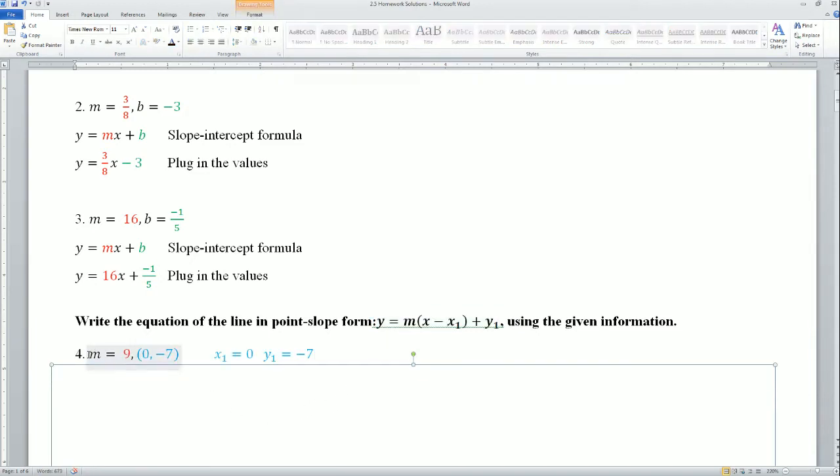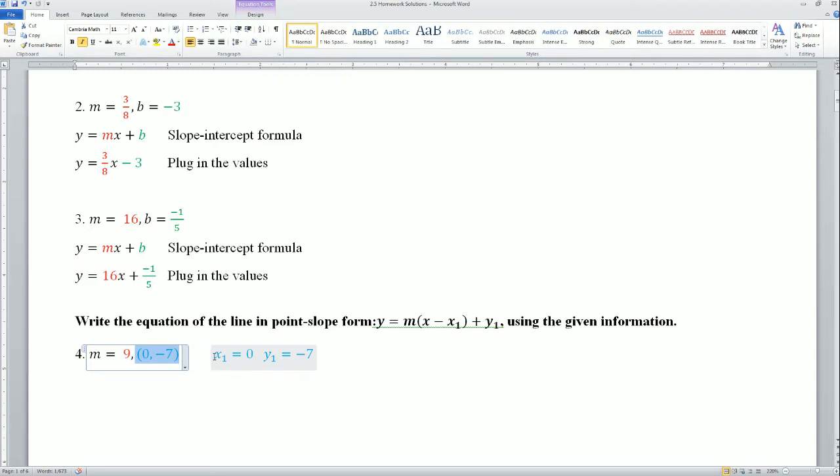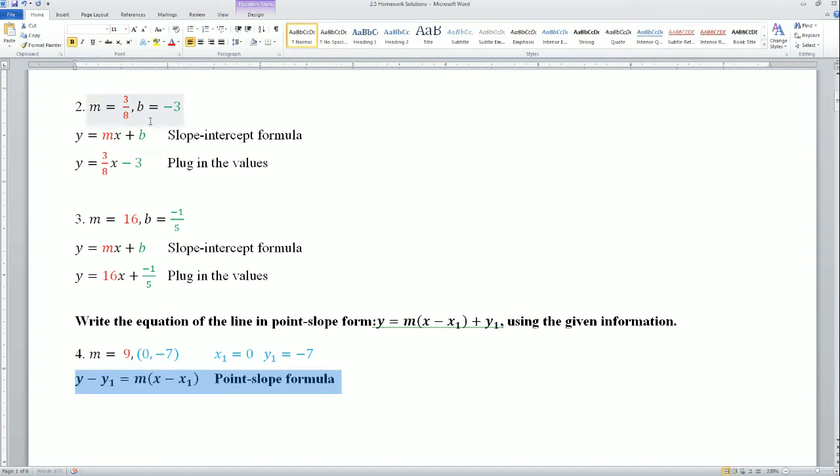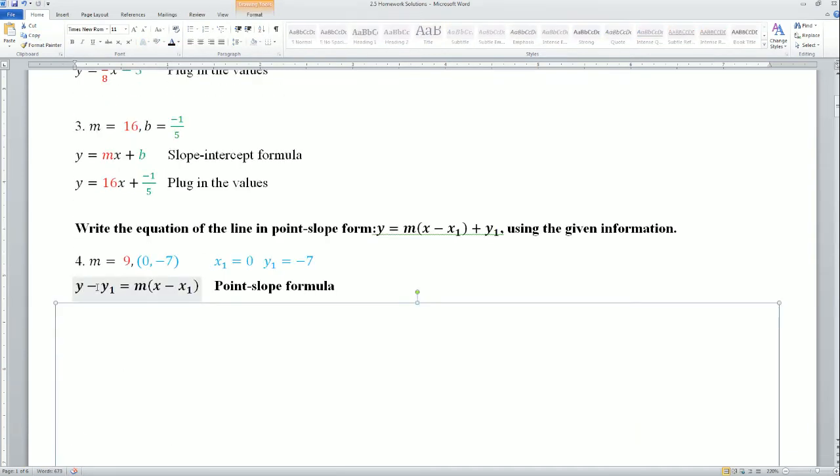You have m, which is the slope, and you have a point. I can label the point x1 equals 0 and y1 equals -7. This is the notation: x1 is the first point in the x direction, y1 is the first point in the y direction. Point-slope form, the traditional format, is y minus y1 equals m parentheses x minus x1. You can simplify this to get to the other form, but this is the traditional format.